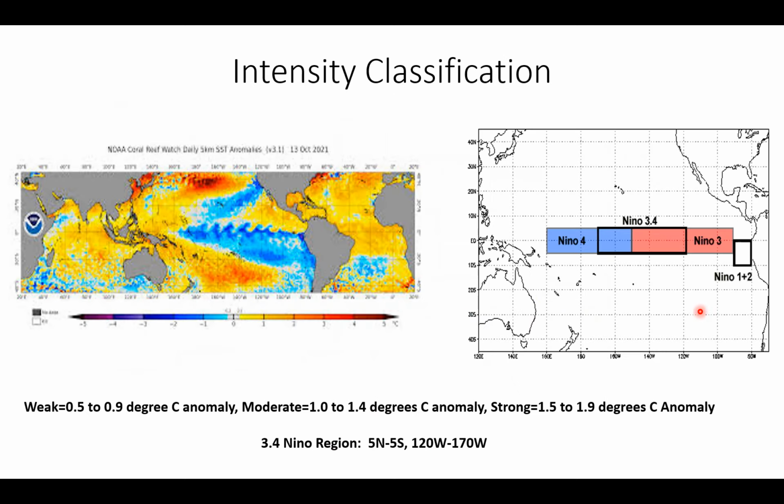Here is the Nino 3.4 region. Here's all the Nino regions. You have Nino 4 further west, and then you have Nino 3.4, and then you have Nino 3 over here, and then you have Nino 1.2. So here's the Nino 3.4 region if you're interested as far as the latitude and longitude box, the coordinates.